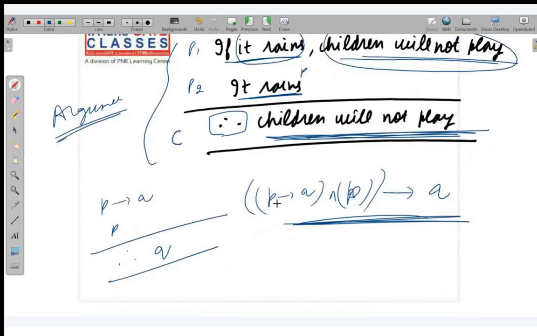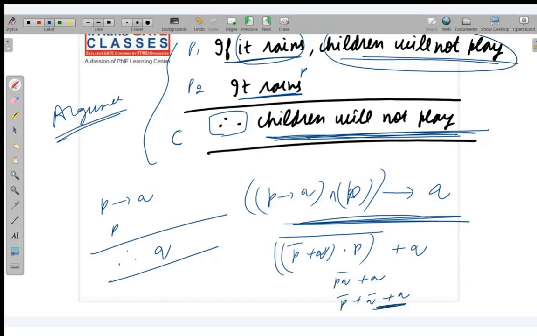See, P implies Q is what? P bar plus Q. Okay, and P dot P implies Q, whole bar, plus Q. Now if you take P bar, it will be cancelled out, PQ. So PQ whole bar plus Q. So P bar plus Q bar plus Q. Q bar plus Q will be 1. So immediately what you will get as the answer is 1.